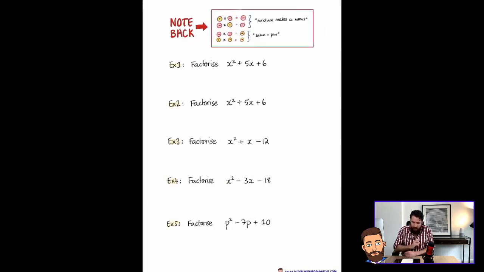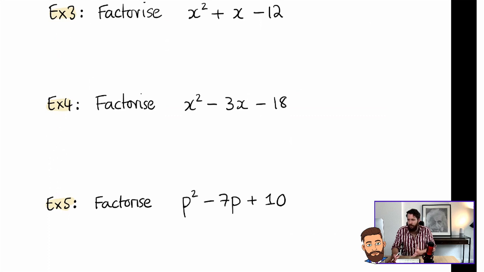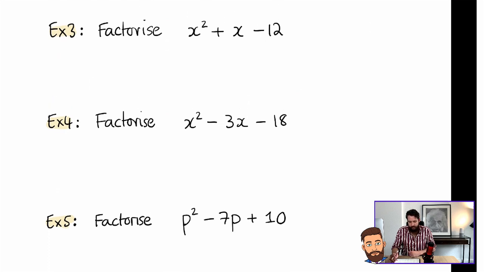Okay, so let's start to break this down into questions where we can actually see it working, okay? Because at the moment, all we've done is looked at the inner workings of it and how it all comes together. Now we're going to see, here's a quadratic, we need to put it into two brackets. The first thing I've just put at the top of this page for you is a reminder for multiplying positive and negative numbers. It's really useful that you understand this because some of these examples down here are going to have positive and negative numbers.